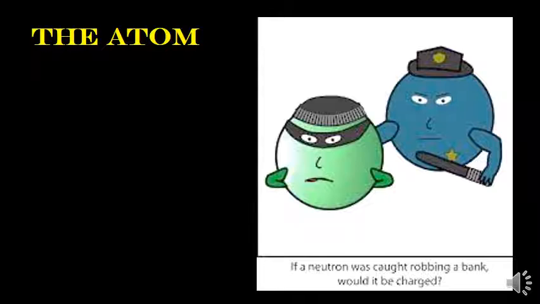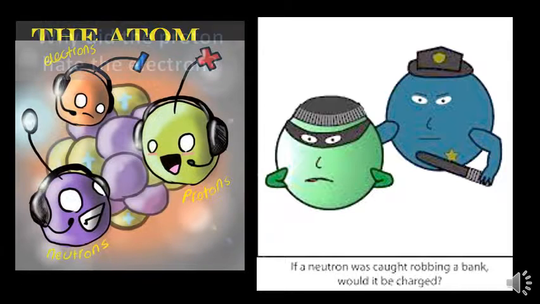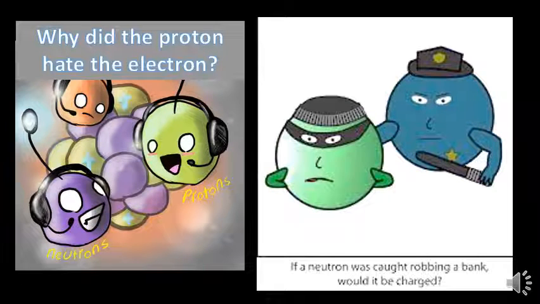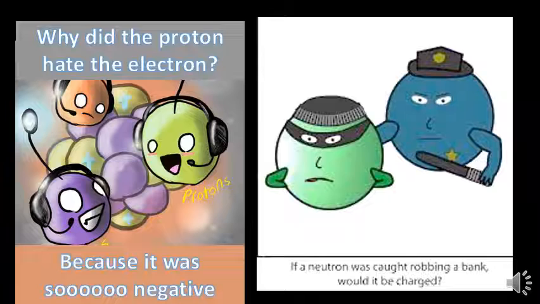If a neutron was caught robbing a bank, would it be charged? No, because neutrons are neutral. Why did the proton hate the electron? Because it was so negative.